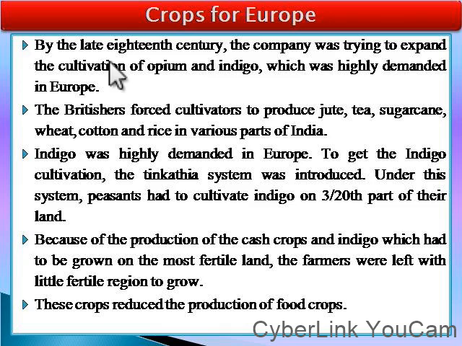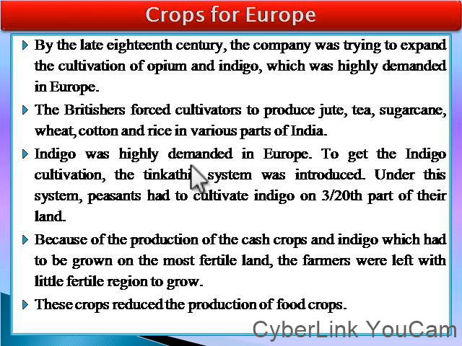By the late 18th century, the company was trying to expand the cultivation of opium and indigo, which was highly demanded in Europe. The Britishers forced cultivators to produce jute, tea, sugarcane, wheat, cotton and rice in various parts of India.